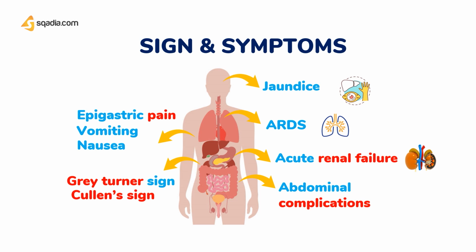So to summarize, the patient can present with simple features like pain, nausea, vomiting, jaundice, or he can have severe complications of respiratory failure or renal failure, or abdominal complications in which there is pancreatic abscess, pseudocyst, necrosis, or even ascites. And the important signs that you look for in the patient are Gray-Turner sign and Cullen sign, which will help you differentiate acute pancreatitis from other causes of acute abdomen.